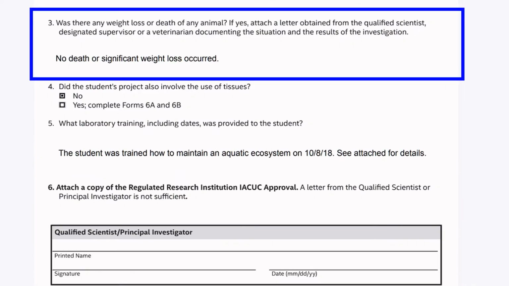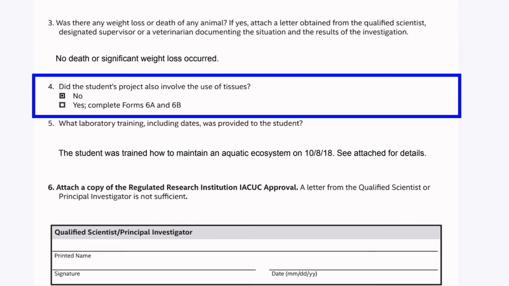Question 3 requires a response about animal weight loss or death during the experiments. If the answer is yes, then a letter obtained from the qualified scientist, a designated supervisor, or a veterinarian documenting the situation and the results of the investigation are required.